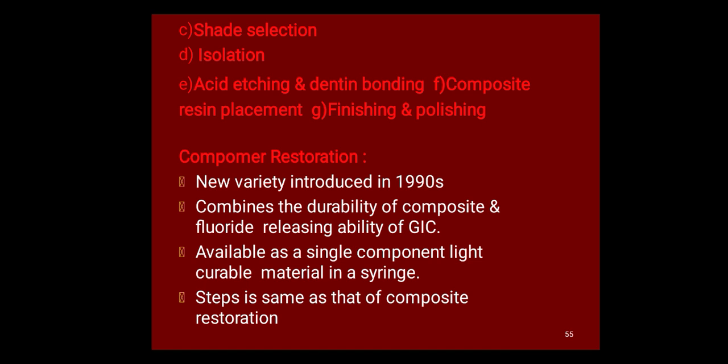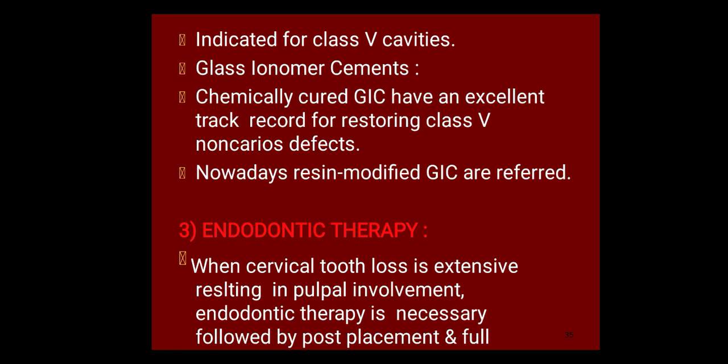Compomer is another type of restorative material, a new variety introduced in 1990. It combines the durability of composite and the fluoride release ability of GIC. Available as a single component light curable material in a syringe. The steps are the same as those of your composite restorations.